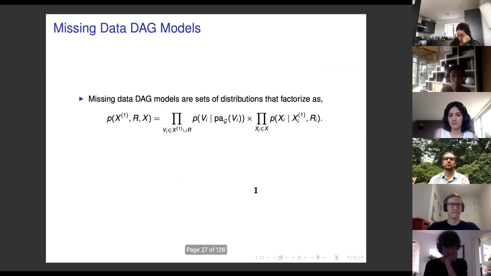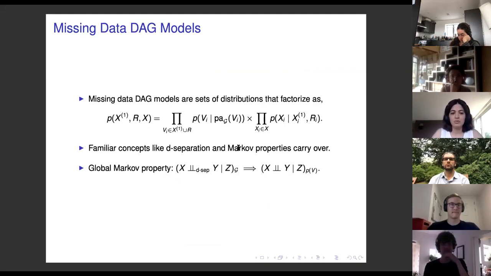So how do we factorize the joint distributions of these MNAR models? It's really similar to how we factorize it in DAGs. It's a product over conditional densities of each variable given their parents. And again, we separate out the deterministic parts from the factorization. And it's cool because familiar concepts like d-separation and Markov properties just carry over just fine.